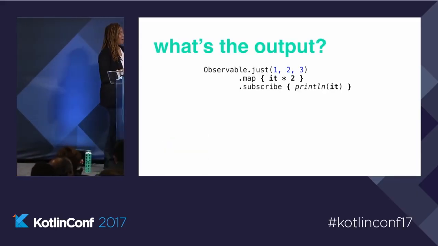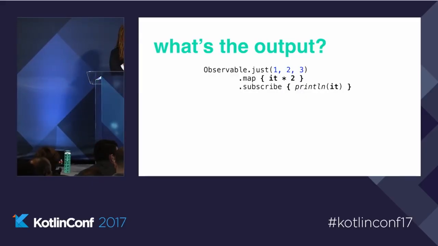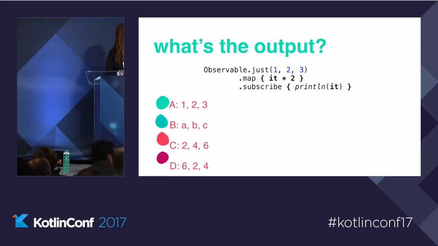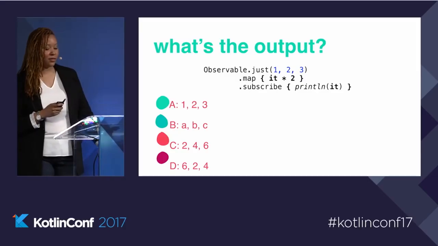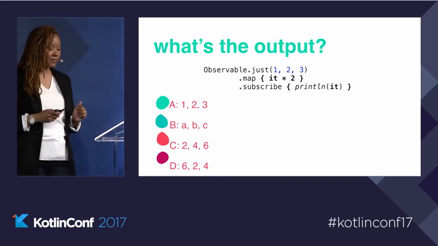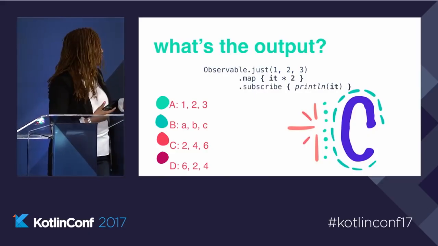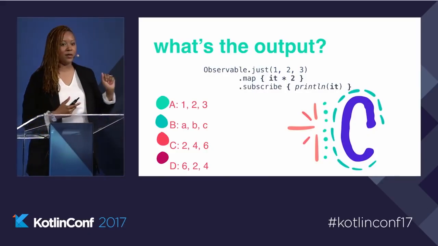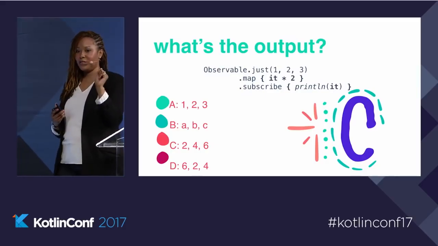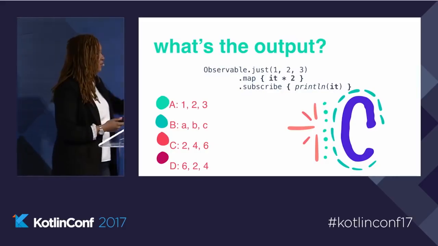Okay, so what's the output of this particular code? We're taking an observable of just the numbers 1, 2, and 3. We're using the map operator to double it, and then we're going to print it out. Here are your options: A, B, C, or D. Right, it's C, okay? So 1 doubled is 2, 2 doubled is 4, and 3 doubled is 6. My math skills are amazing, right? You're impressed, okay?